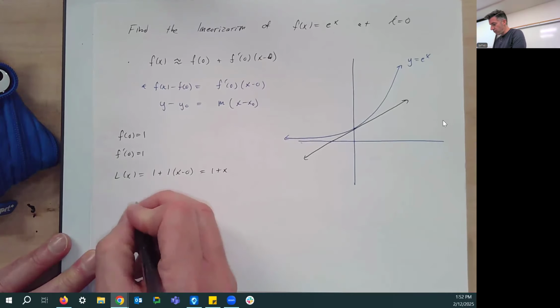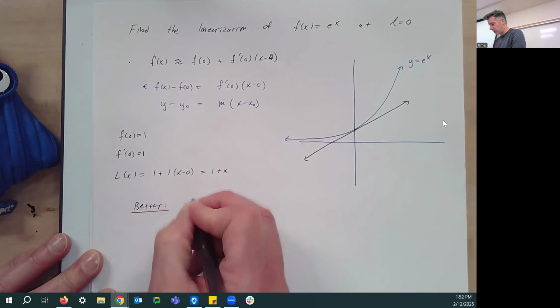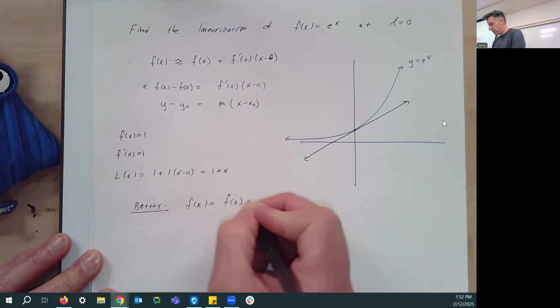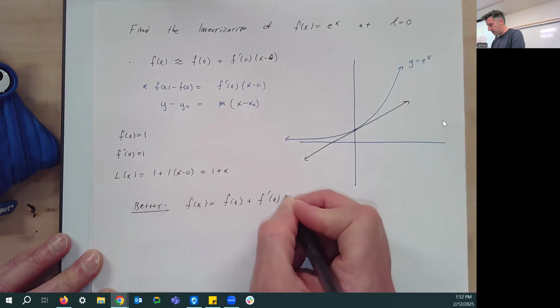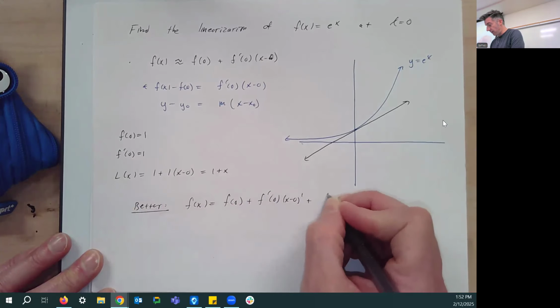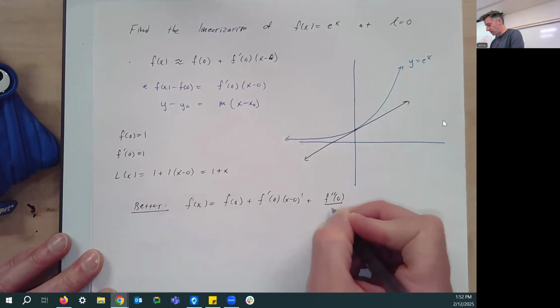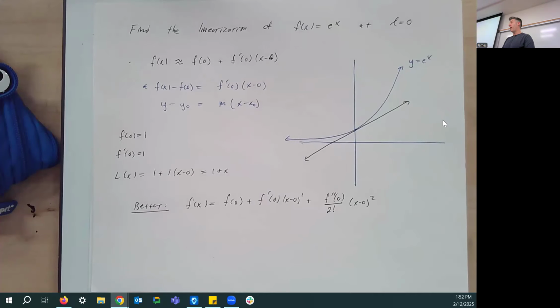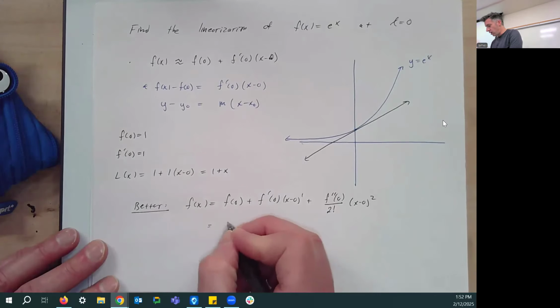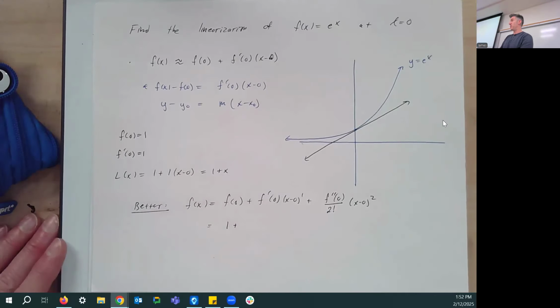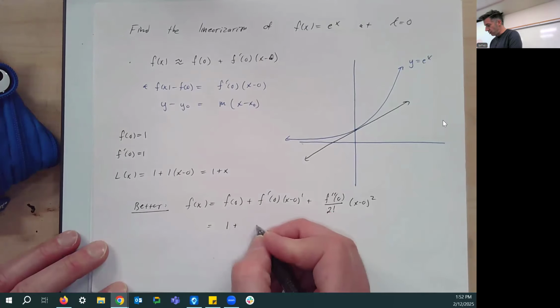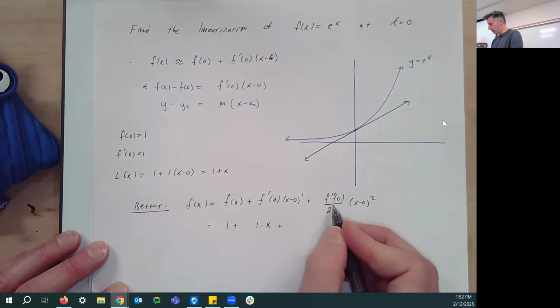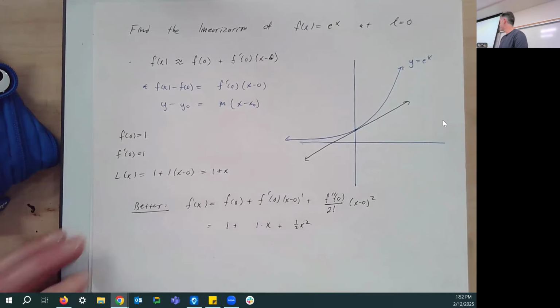We can make it better by saying I'm going to approximate f of x with f of 0 plus f prime of 0 times x minus 0 to the first plus f double prime of 0 divided by 2 factorial times x minus 0 squared. That's the quadratic approximation. The nice thing about my derivatives here is the derivative of e to the x is always e to the x, and e to the 0 is always just 1. So it's going to be 1 plus 1 times x plus 1 divided by 2 times x squared.